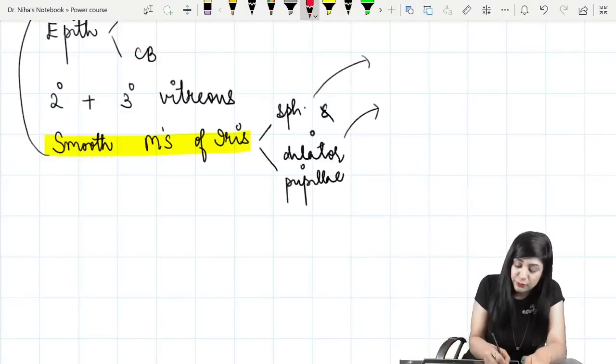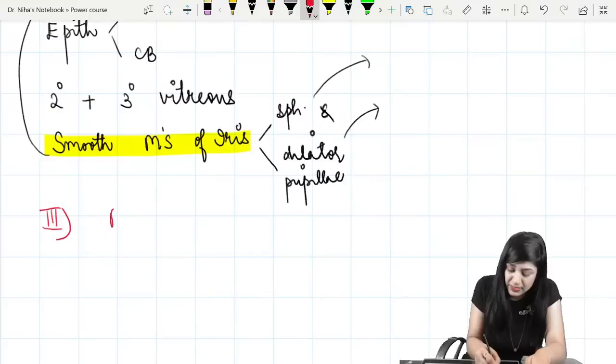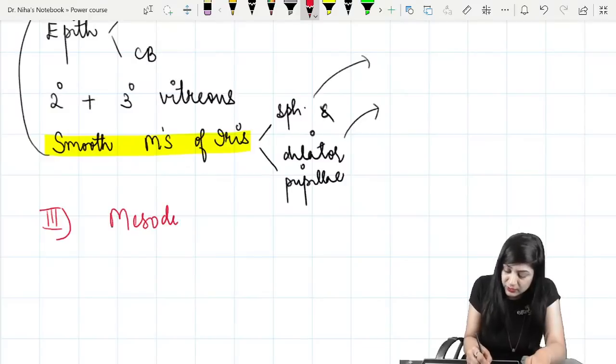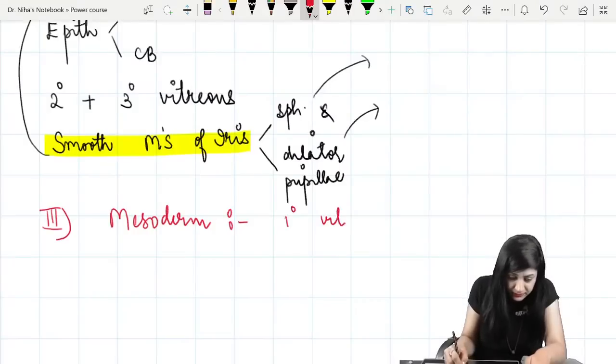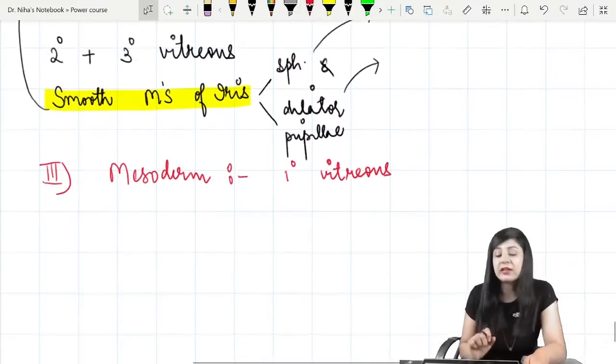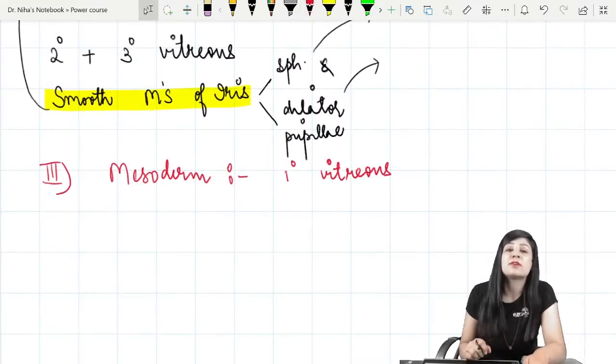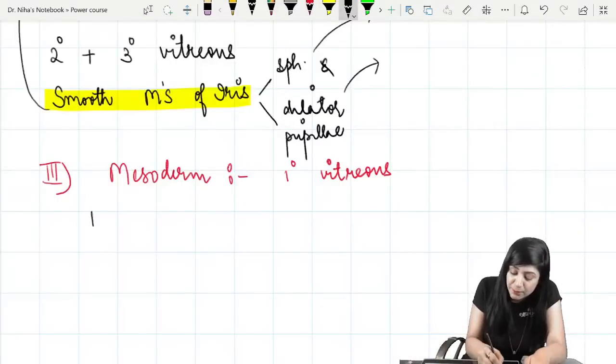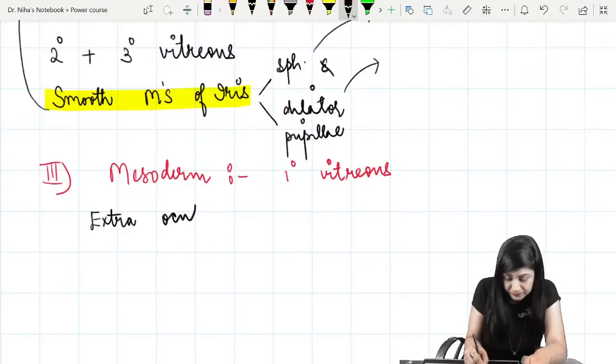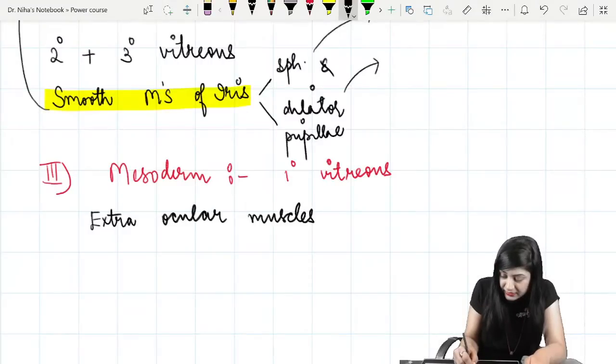Now coming to the third one, this is the mesoderm. I have already talked about the primary vitreous. Primary vitreous was vascular and that is why it was coming from the mesoderm. Now what else? Very, very important are the extraocular muscles.